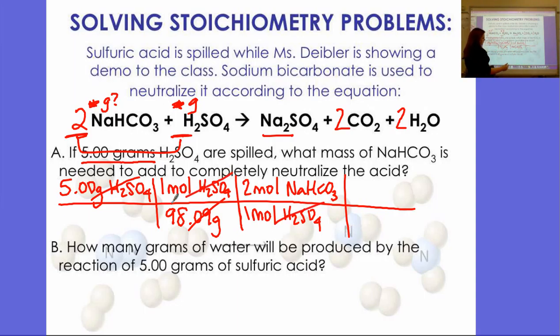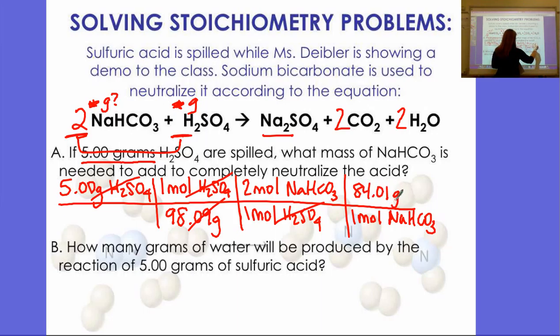But I don't want to be in moles, I want to be in grams. So I need step 3. 1 mole of NaHCO3, I have to go back to grams. 84.01 if you add them all up. Moles cancel moles. I'm in grams. If you punch that in your calculator, you should get 8.56 grams of NaHCO3.